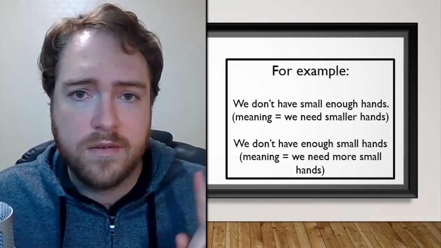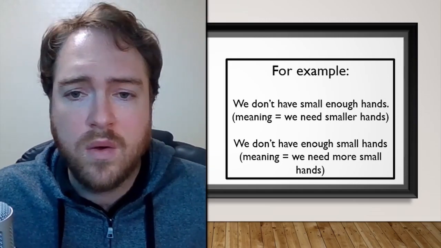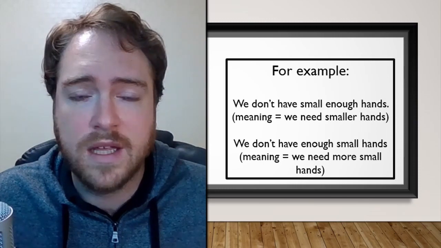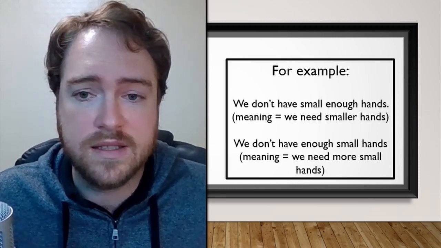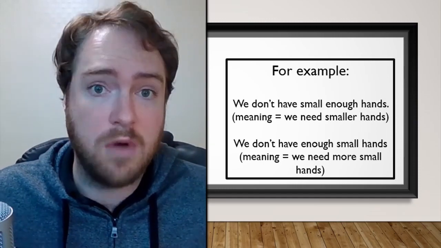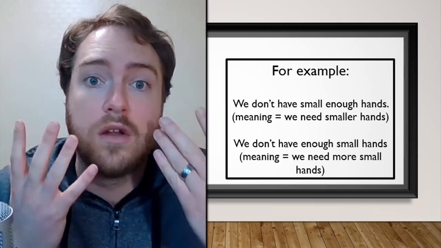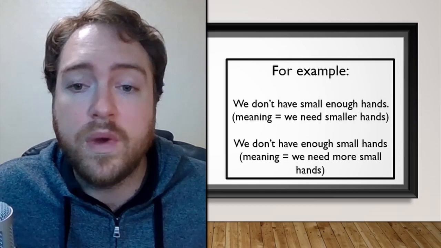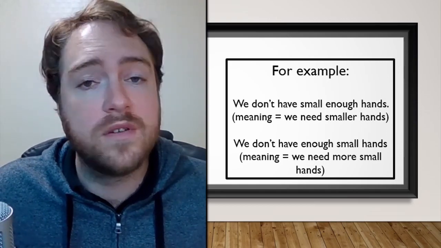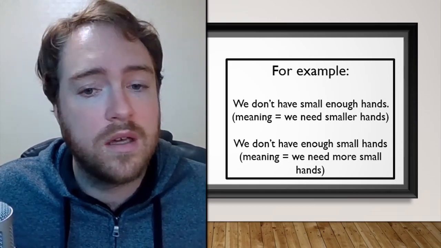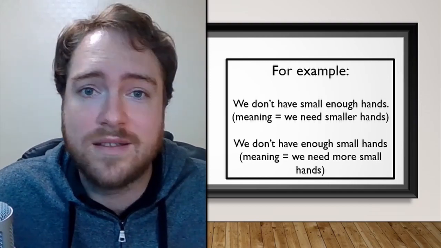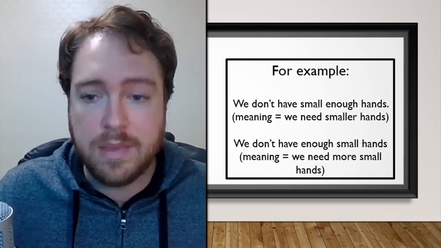So let's see an example. Okay? The first example, we don't have small enough hands. And the meaning here is that we need smaller hands. The hands are too big. Okay, and example 2. We don't have enough small hands. Meaning we need more small hands. Okay, we have too many big hands.